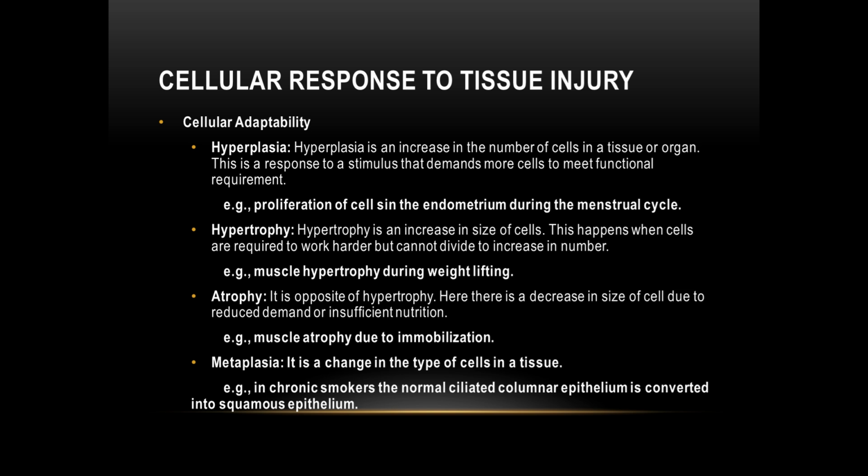1. Hyperplasia. Hyperplasia is an increase in the number of cells in a tissue or organ. This is a response to a stimulus that demands more cells to meet functional requirements. A classic example is the proliferation of cells in the endometrium during the menstrual cycle.